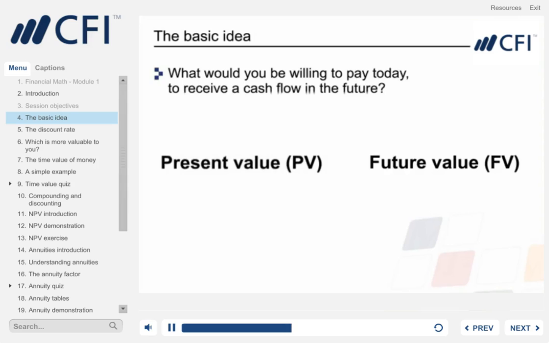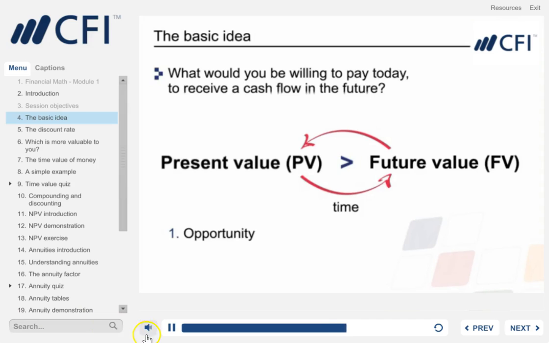The concept of present value relates to the idea that money you have now is worth more today than an identical amount you would receive in the future. Why? There are three reasons. 1. Opportunity. We can invest the money today and receive more for it in the future. 2. Risk. There is no risk in having the money today, whereas if we wait until the future, there is a risk we may not receive it. And 3. Inflation. Because of inflation, money today buys more than an identical amount in the future.